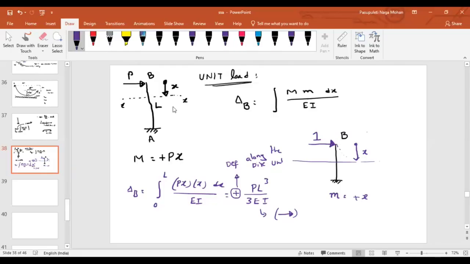In trusses we won't apply the integral part. Why? Because in trusses the force in a member is constant, it won't change along the length. But in beams, the bending moment will vary. So that's why we apply the integral.